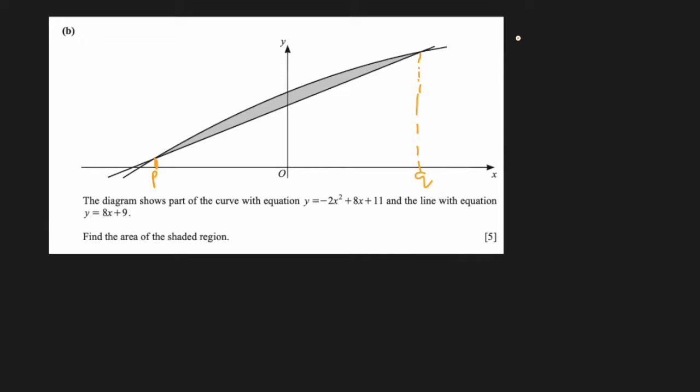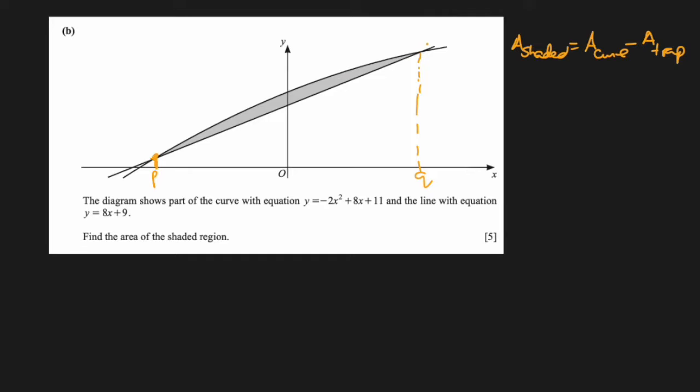Okay, so the area of the shaded part will be the area under the curve minus the area of the trapezium. That's what my function is. But the problem is that we don't know what the coordinates P and Q are, right? That will be our first job to find out. So how can we find it?